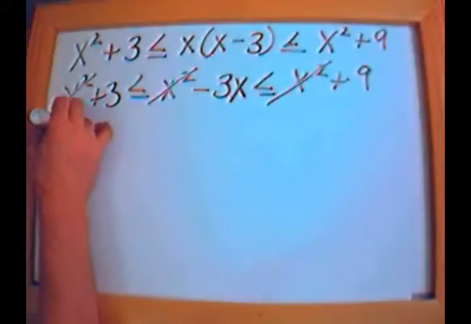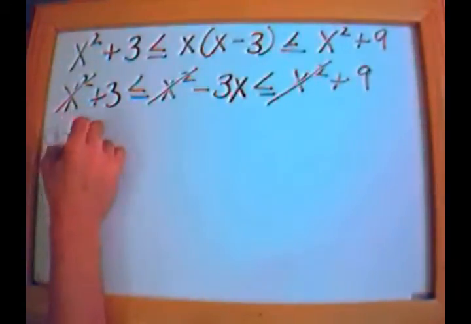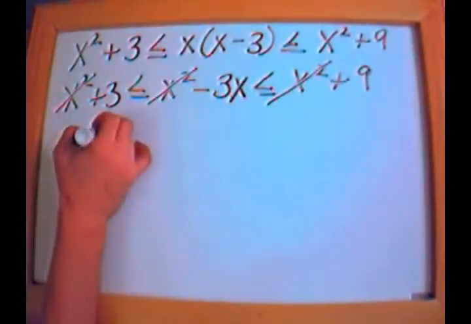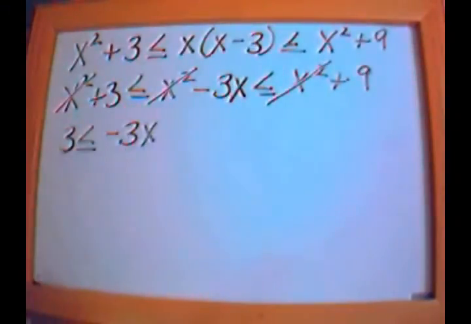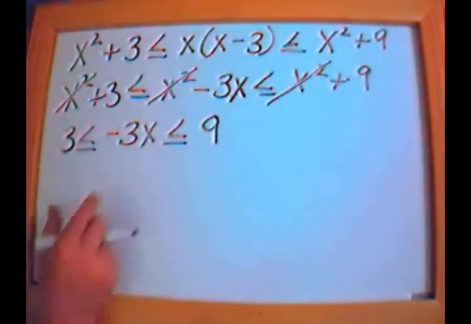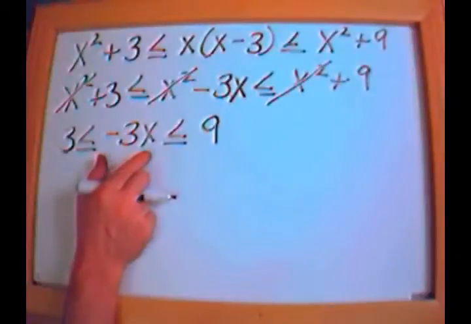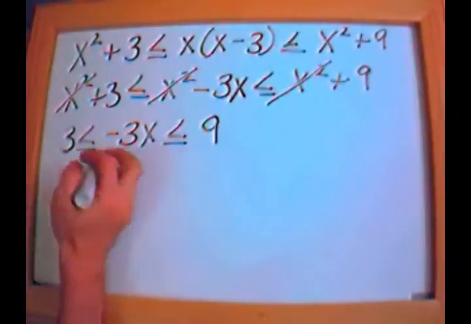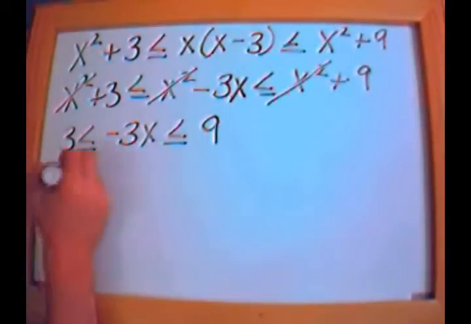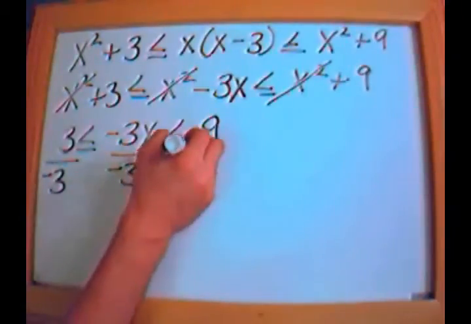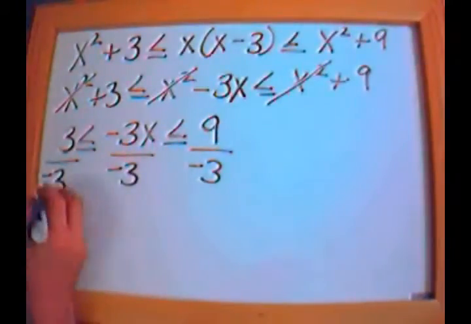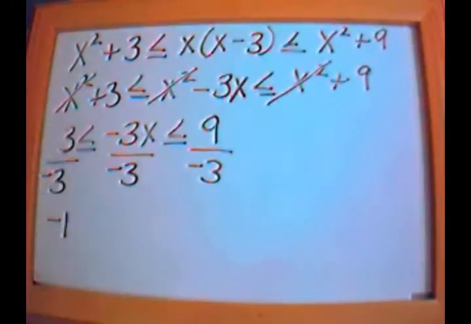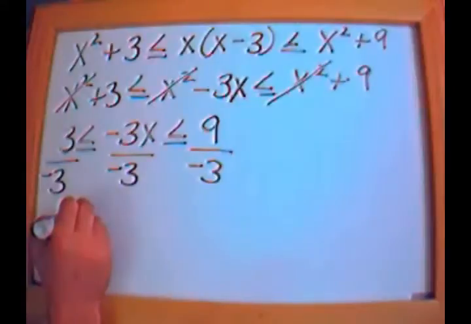So I'm left with 3 less than or equal to negative 3x less than or equal to 9. Now how do I finish this guy off? Well, I got to get x by itself, so I'm going to divide by negative 3 because I'm going to cancel this multiplication out. Divide by negative 3, divide by negative 3, divide by negative 3. On the left, I'm going to be left with negative 1. 3 divided by 3 is 1, and then negative and positive give you a negative there.